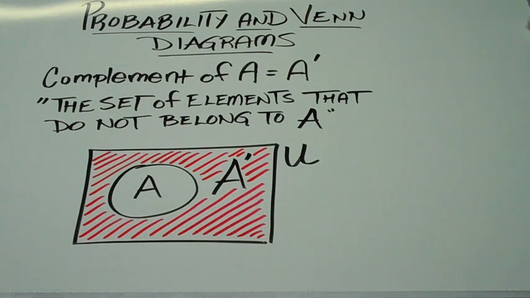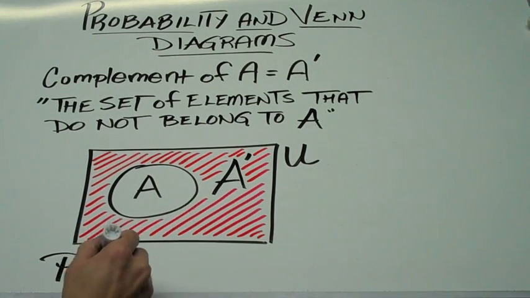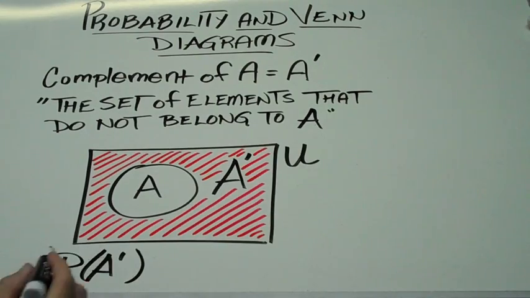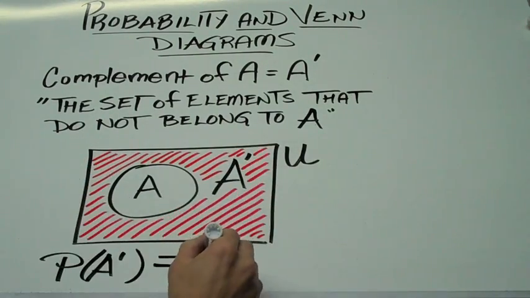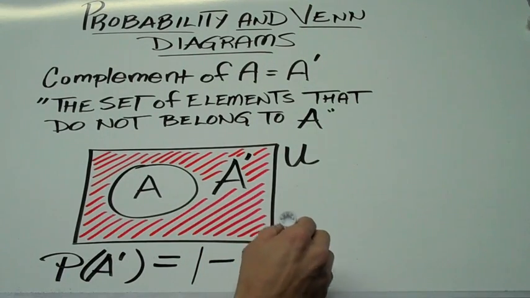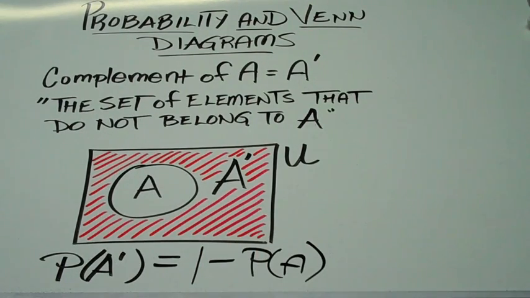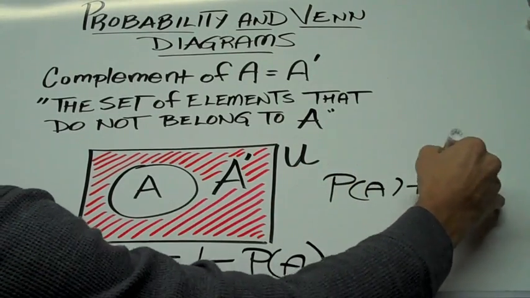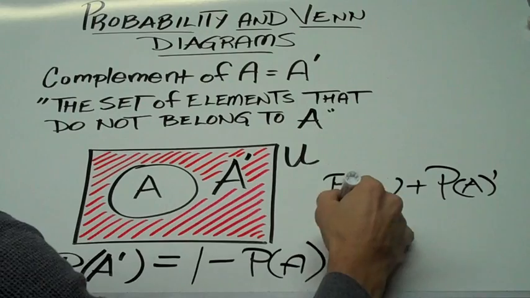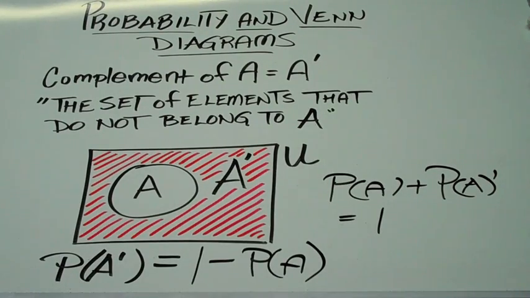Of course, if that's the case, then we can also say that the probability of A prime, or the complement of A, is going to equal 1, which is the total probability of everything, minus the probability of A. We can see also that the probability of A plus the probability of A prime is going to equal 1. Either way, you'll be okay.